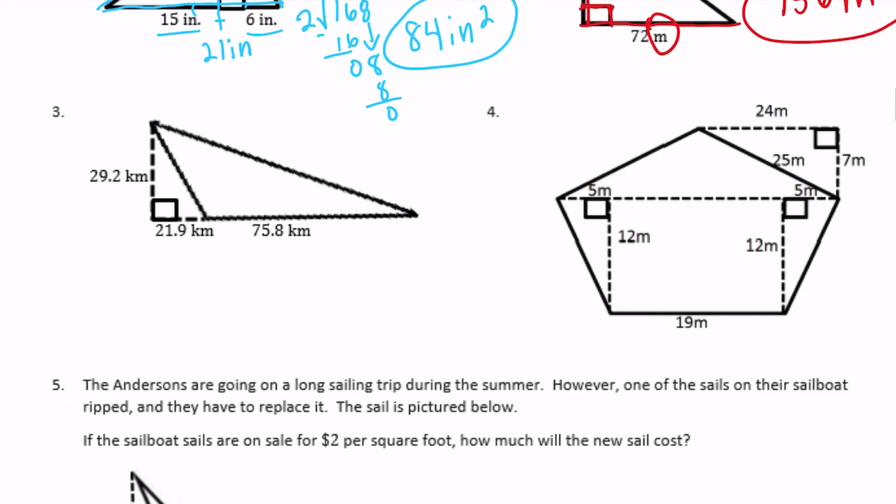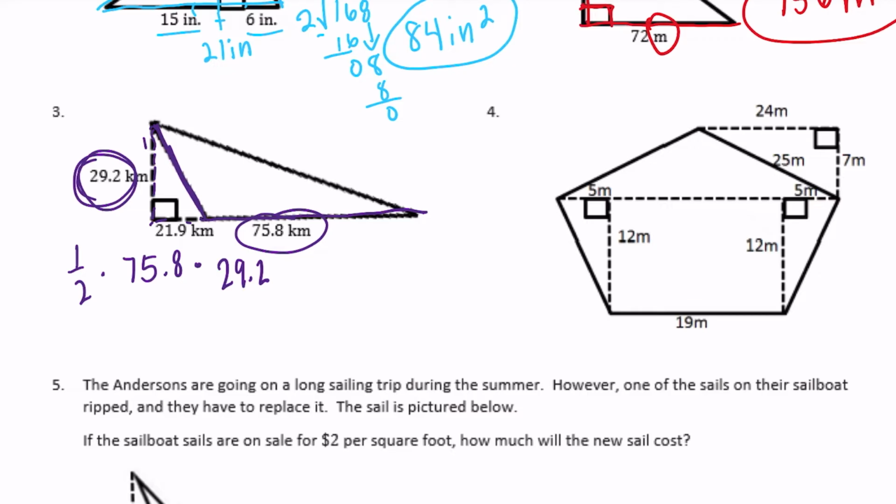Number 3. So we have a base of 75 and 8/10. I'm not going to add it to this because that's not actually a part of this triangle. So we have 1/2 times 75 and 8/10 times the height, which would be this right here, the altitude, 29 and 2/10. So let's do 75 and 8/10 times 29 and 2/10.